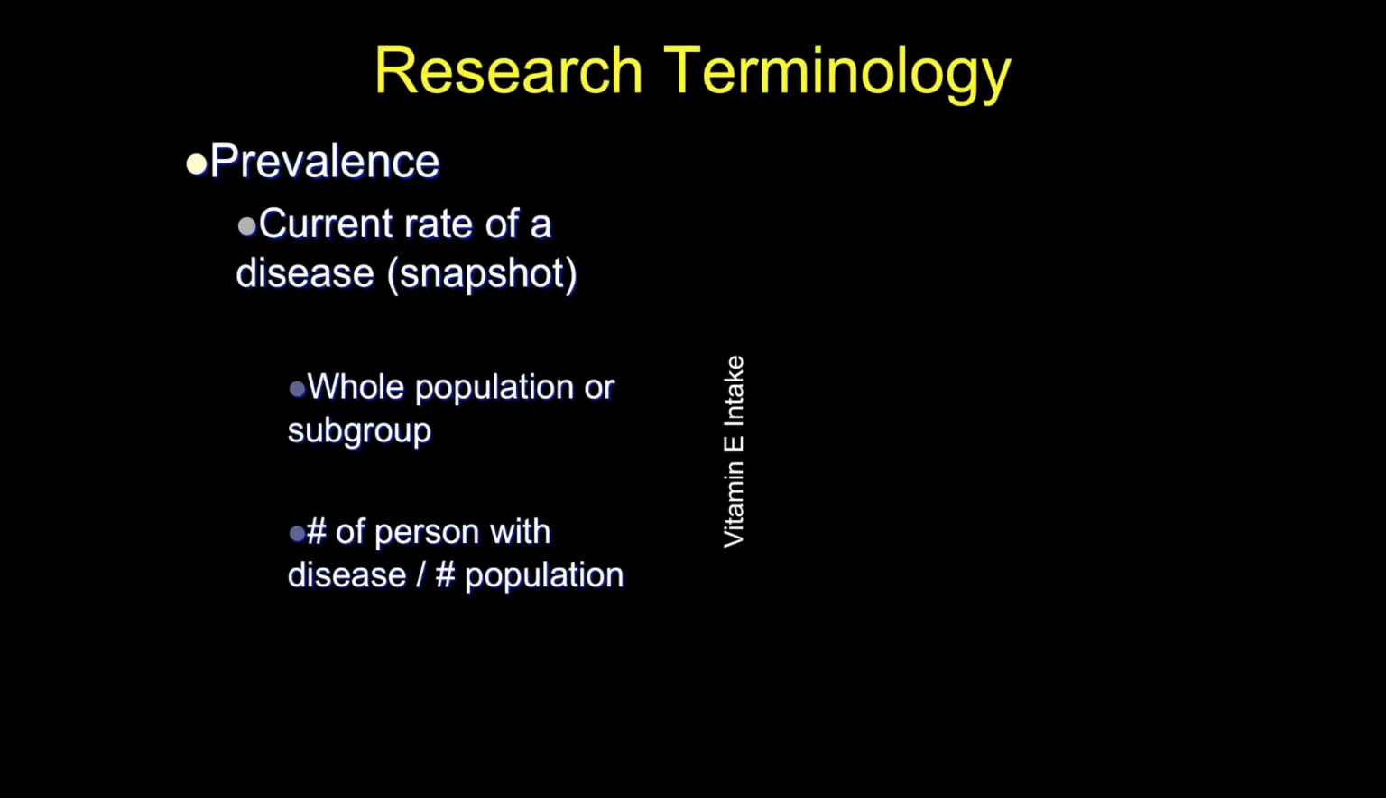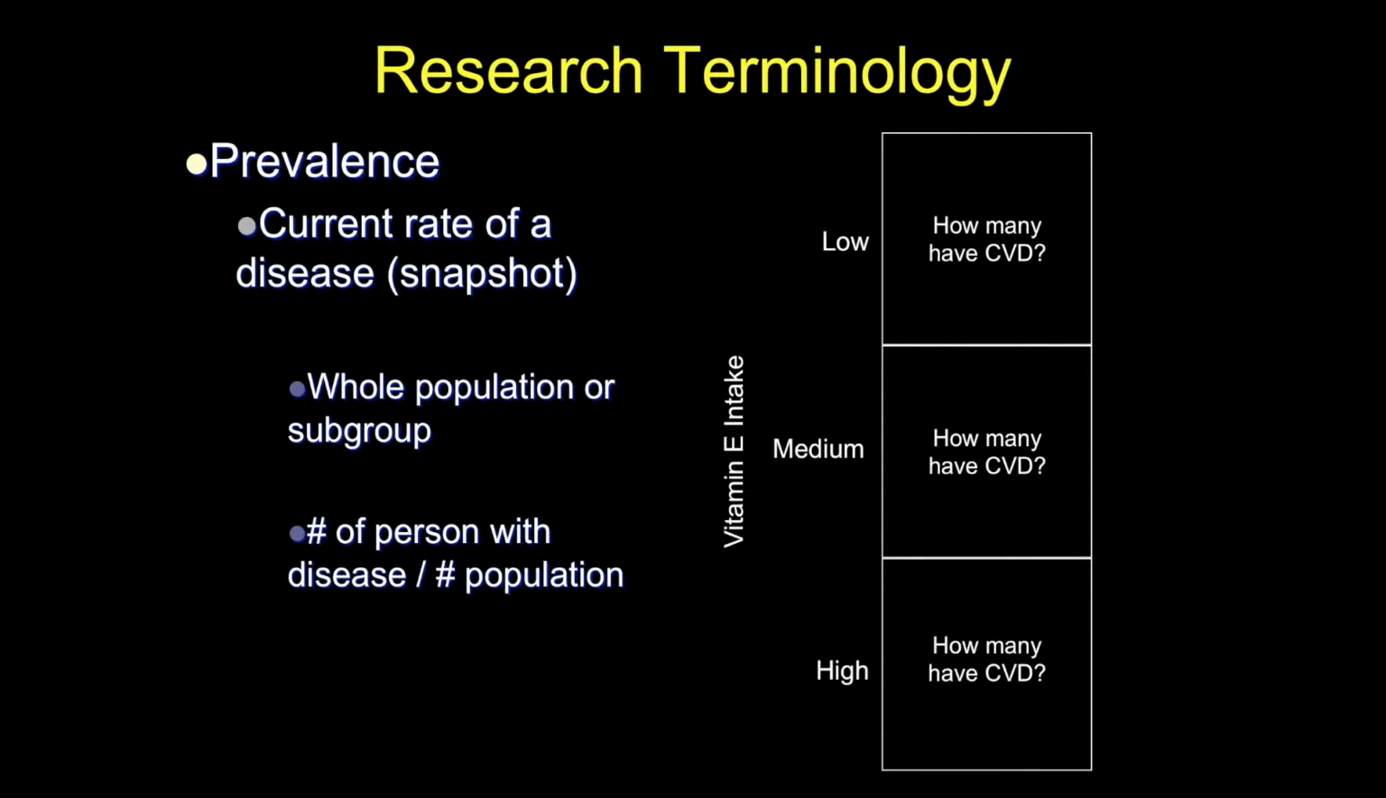So in this example, this is a research study looking at vitamin E intake and how many people have cardiovascular disease. And we've separated the vitamin E intake into low, medium, and high. The independent variable here is the vitamin E intake, and you've separated them out into 3 groups. The dependent variable here is measuring the number of individuals who have cardiovascular disease.